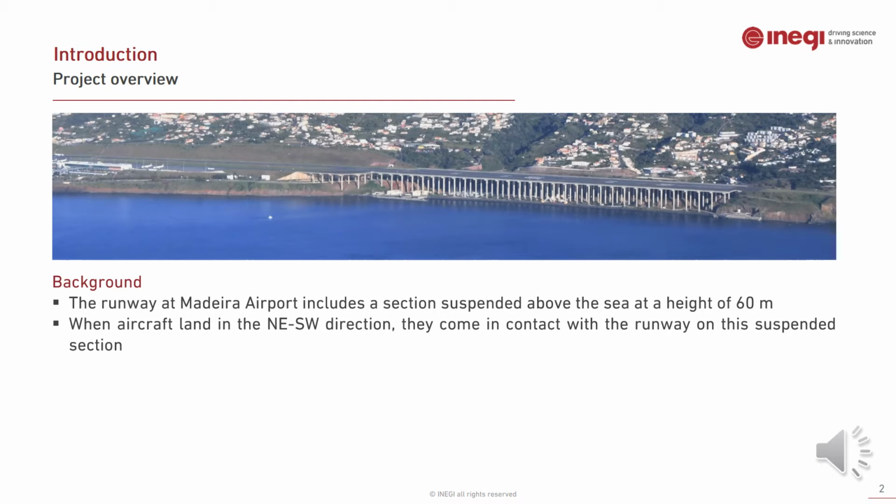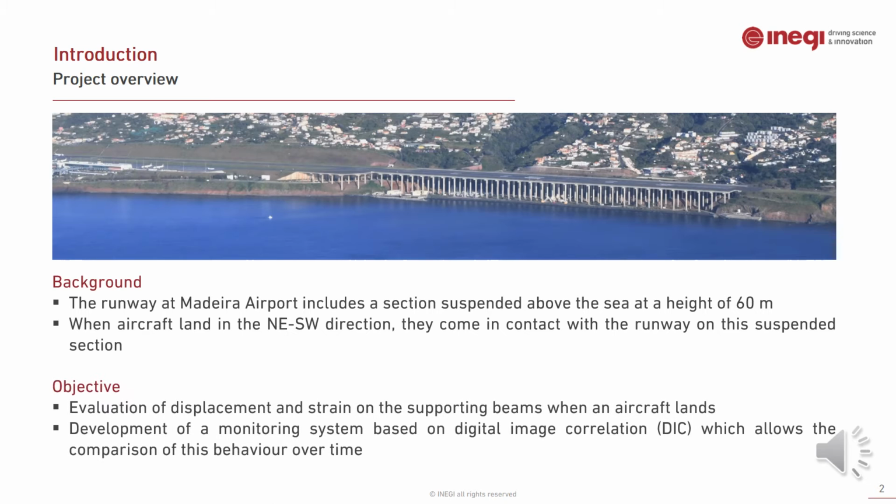The runway at Madeira Airport is quite unique, since it has a section suspended above the sea at a height of 60 meters. And normally aircraft land in the southwest and northeast direction, but occasionally they will land from northeast to southwest, and when that happens they come in contact with the runway on the suspended section. And the objective of this project is to evaluate the displacement and strain on the supporting beams when these landings occur.